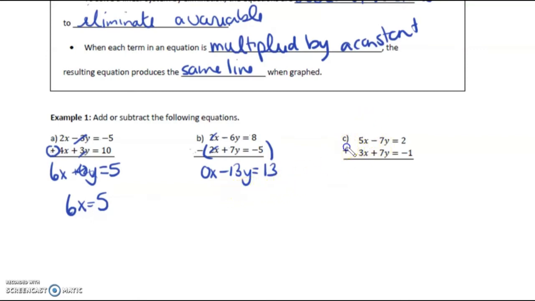Okay, and then in C, we're going to add these. So 5x plus 3x, I get 8x. Negative 7y plus 7y, those cancel. And 2 plus negative 1, I get 1.